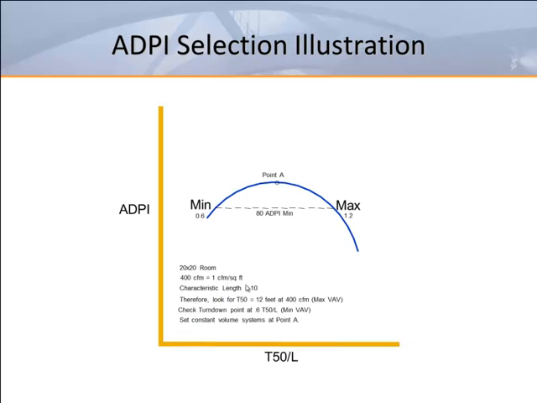When using ADPI for design, if the system is variable air volume, select the maximum CFM to be at the top side of the T50 over L limit and the minimum CFM at the lower end. If the system delivers a constant CFM to the space, selecting the T50 over L in the middle of the range, at the top of the curve, gives better performance.